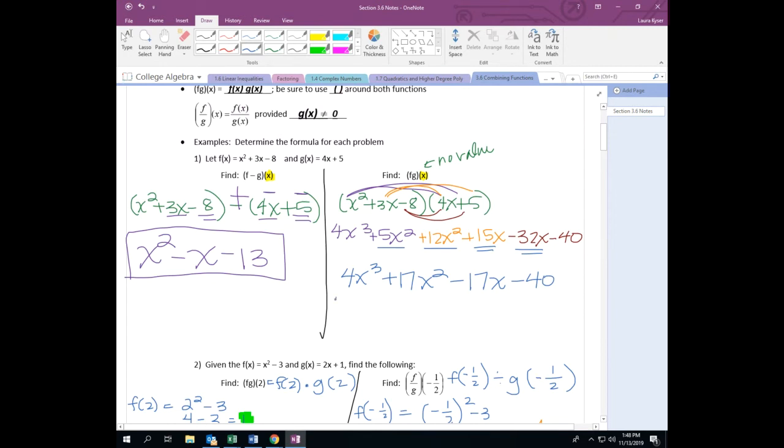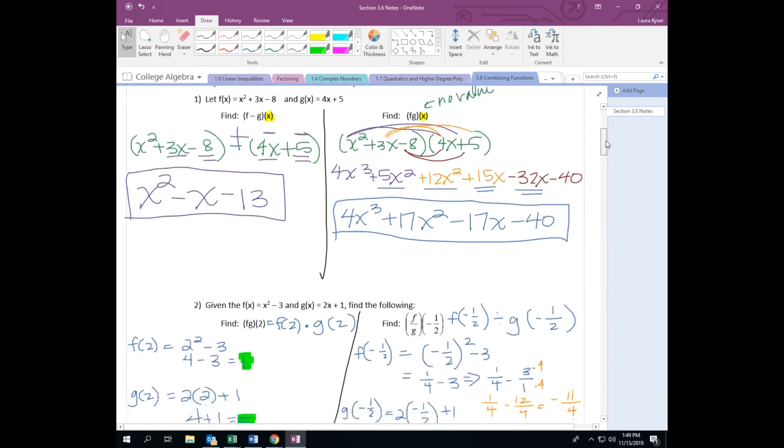And again, this is going to be your final answer. You don't do anything with it. You're not factoring or anything like that. We're just combining the like terms and then leaving them as they are. So these are the operations with functions, with a value and without.